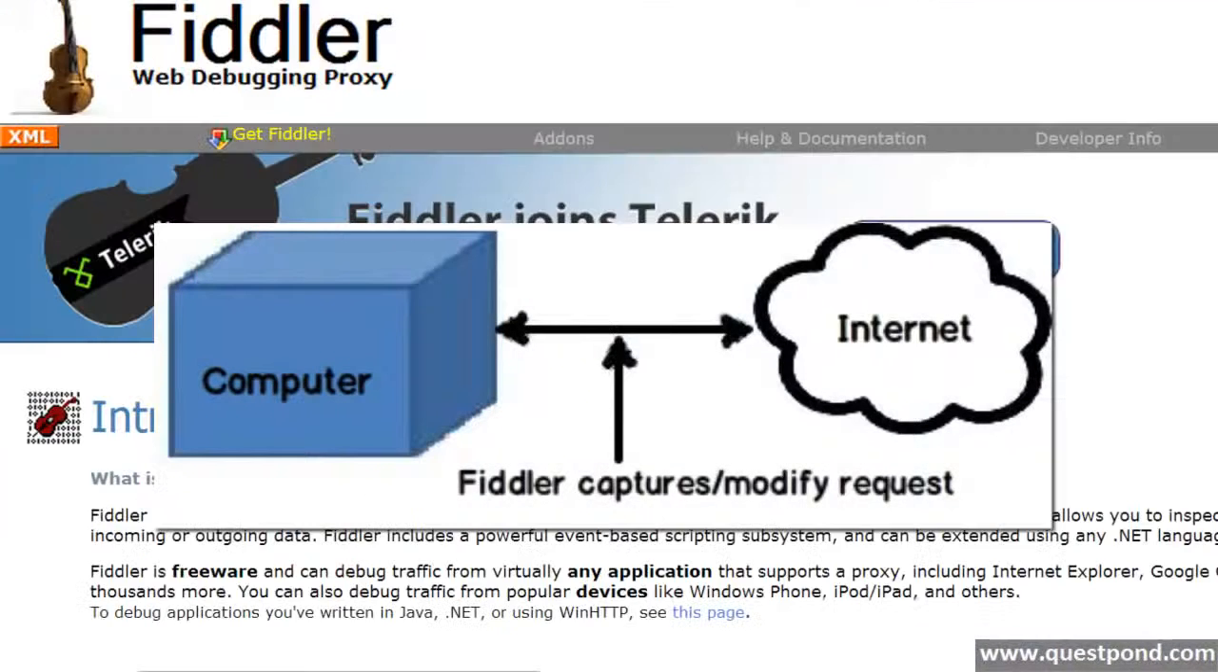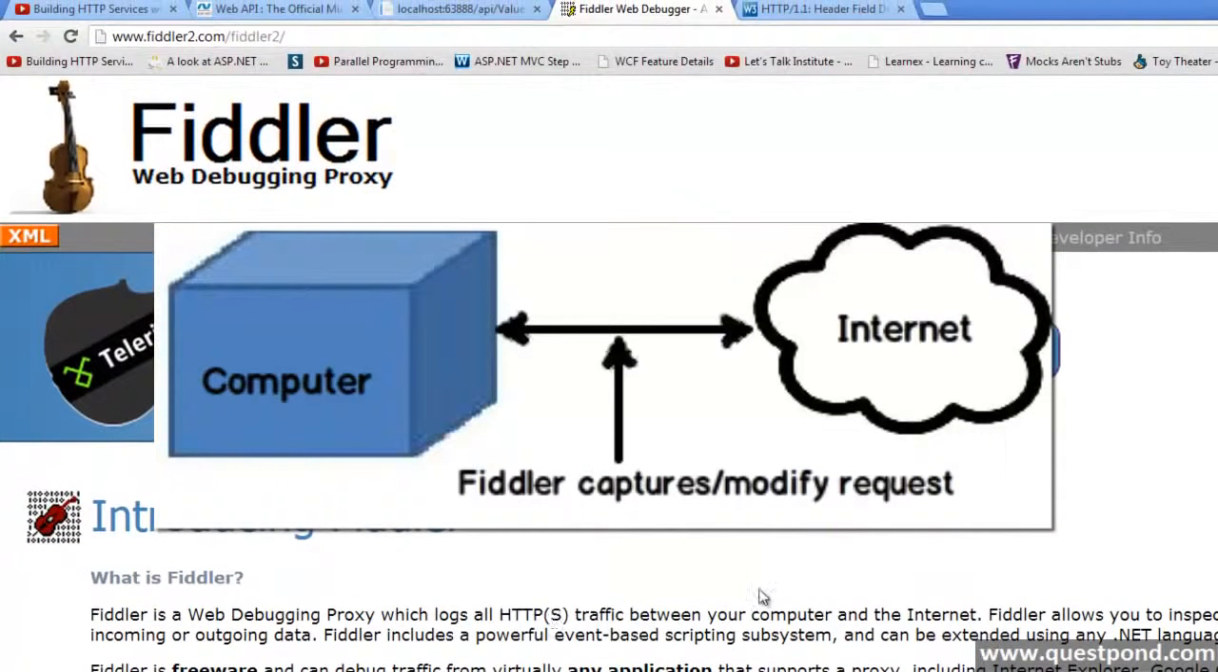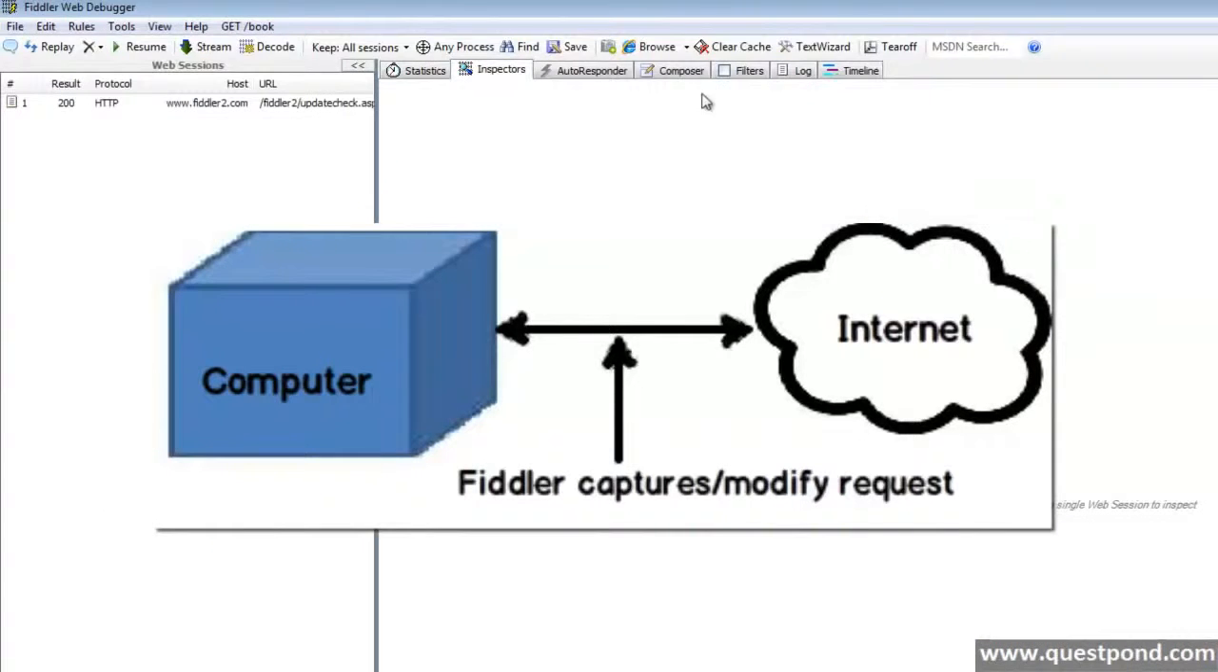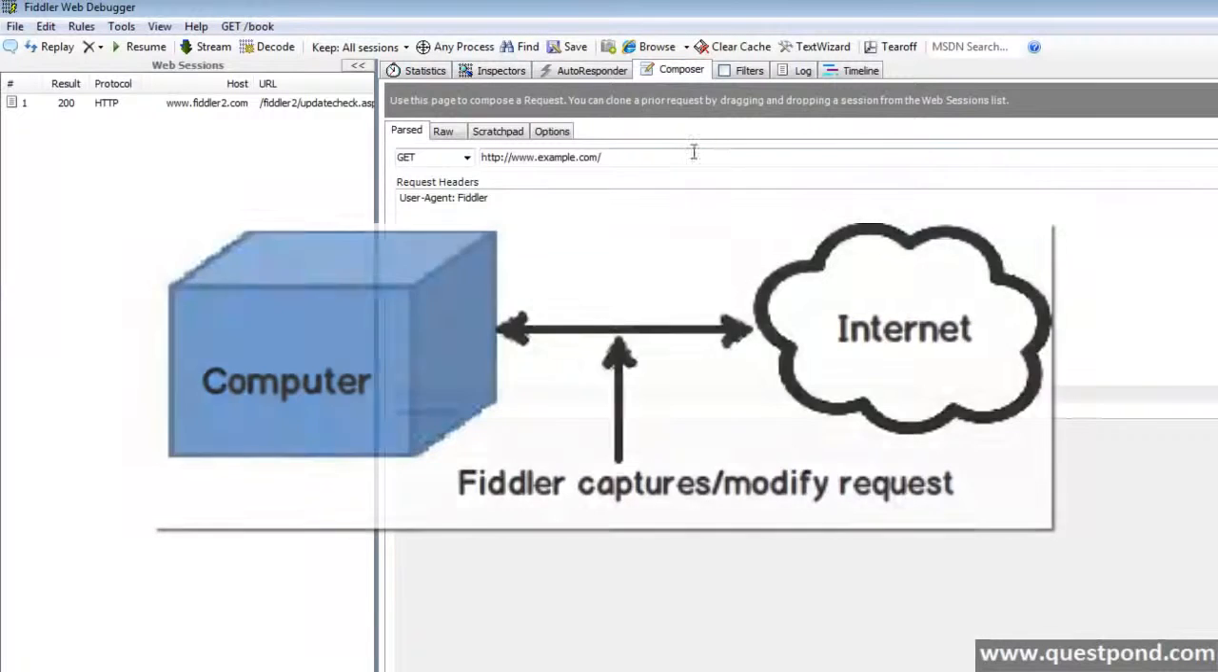For those who don't know, Fiddler is a web debugging tool which logs all HTTP traffic between our computer and the internet. It also lets us make requests and modify the HTTP headers as per our convenience. You can pause the video, copy the URL and download Fiddler to your computer. Okay, let me open Fiddler. What I will do is click on this Composer tab and we'll make a new GET request to our Web API and click on Execute. Okay, we get a success message.